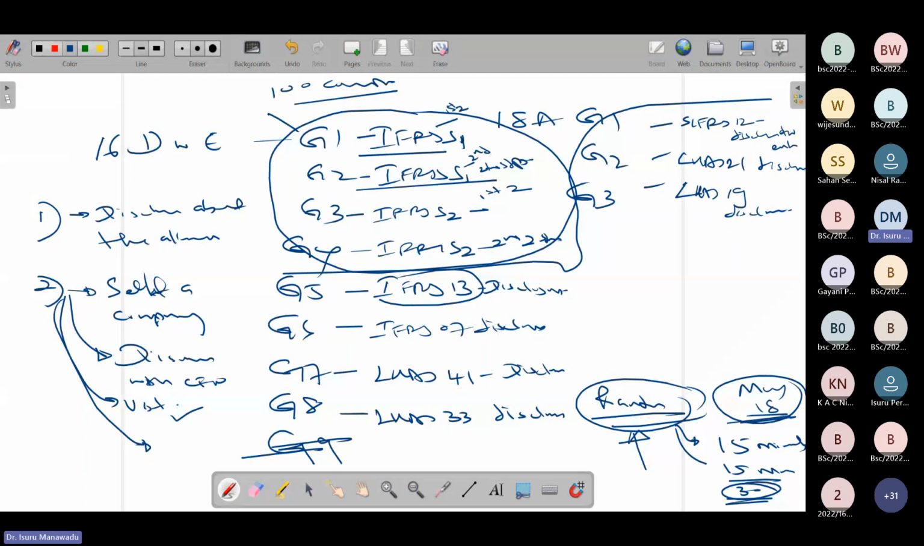Please remember you need to include the name list of the students, the group members with the index numbers.